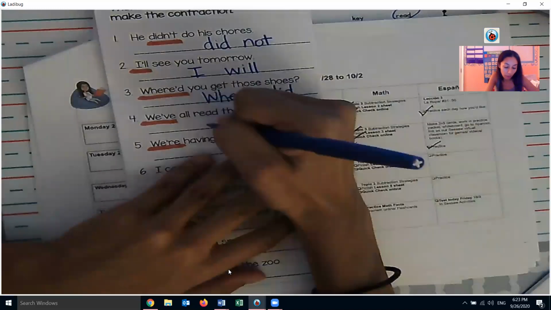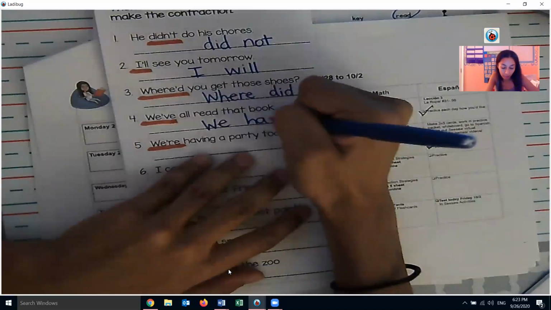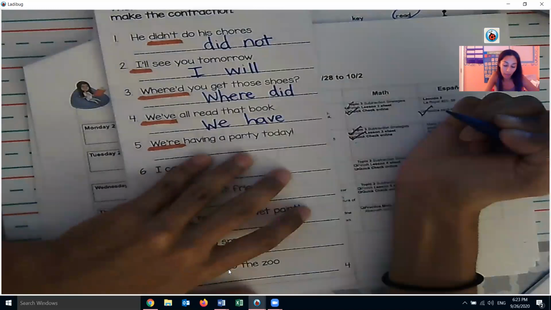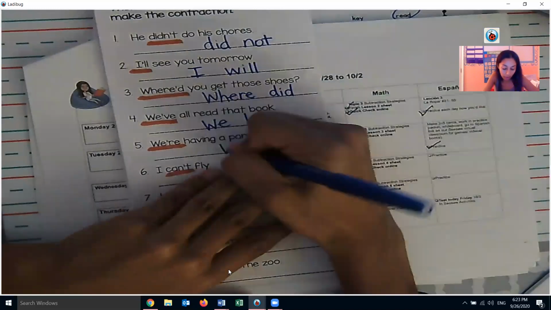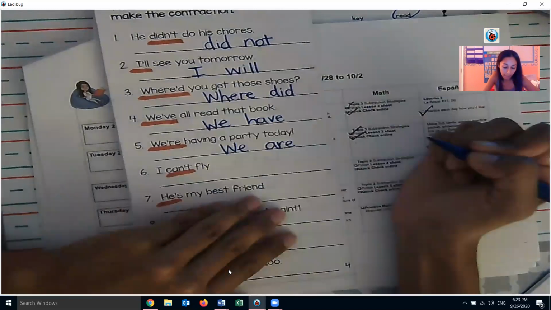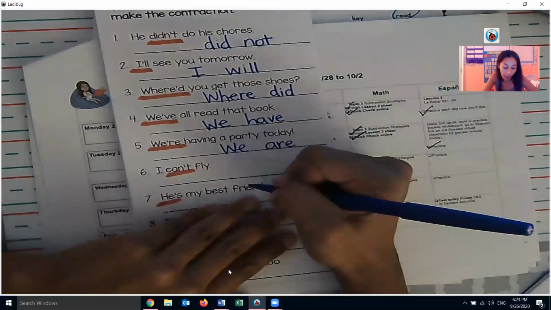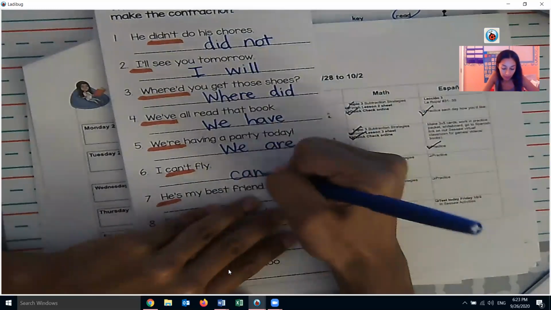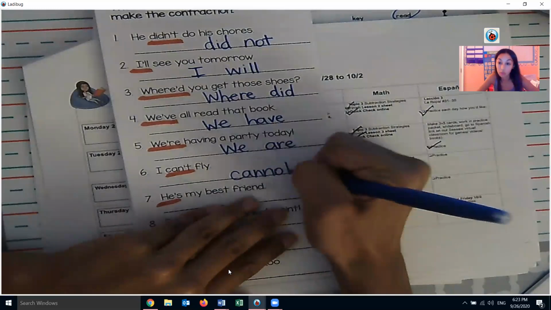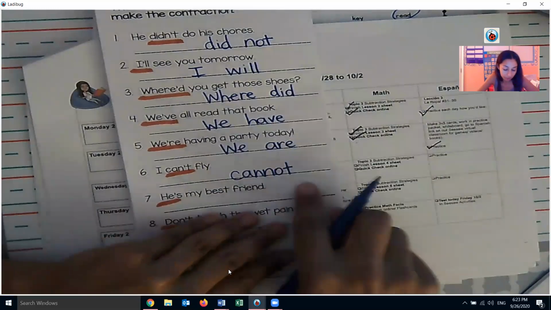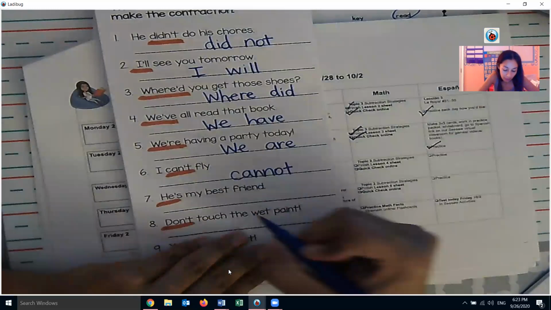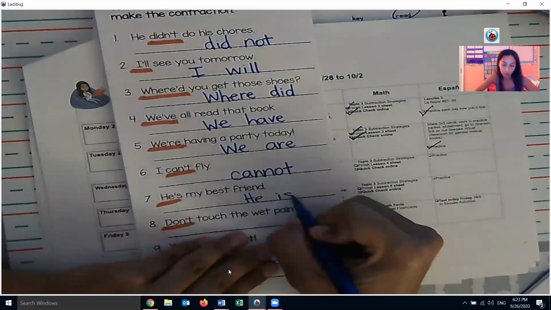We've all read that book. We have all read that book. We're having a party today. We are having a party today. I can't fly. I cannot, and cannot is kind of funny. It's one word that's actually smushed together already. He's my best friend. He is my best friend.